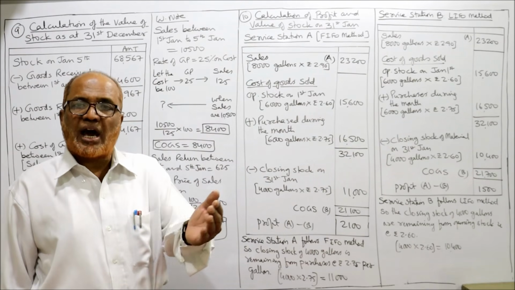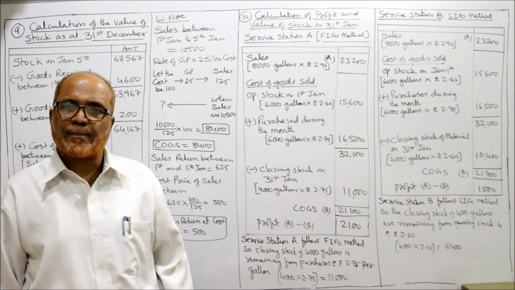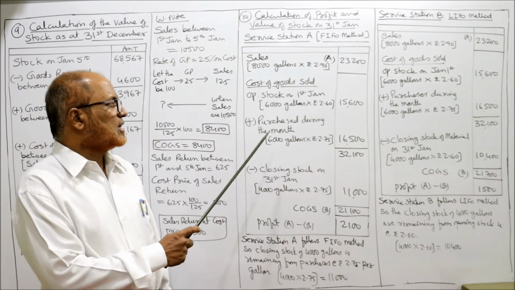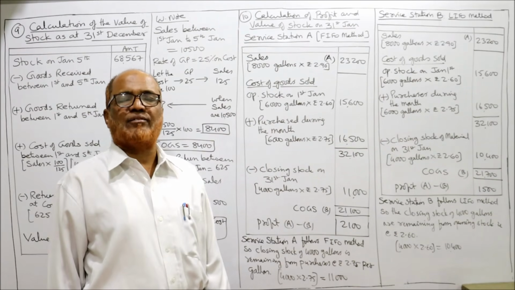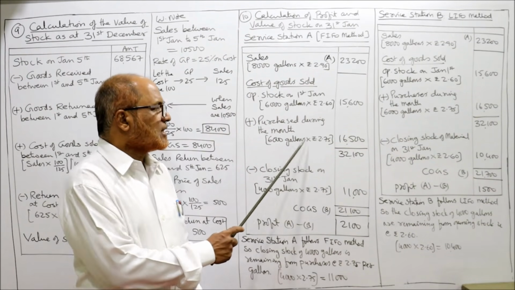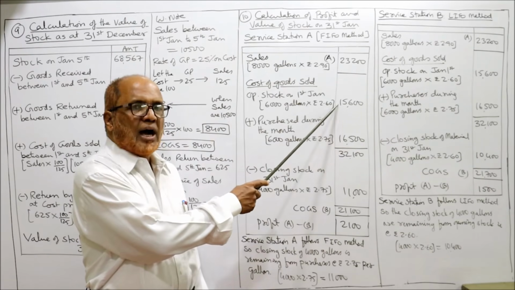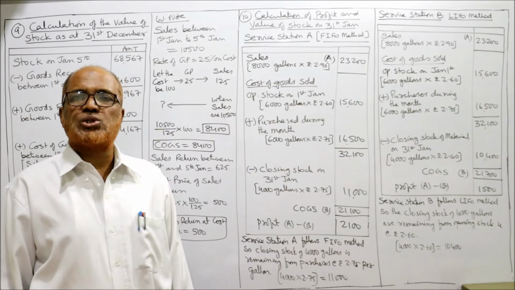Both the service stations have received additional supplies, means purchases. So both the service stations received purchases during the month, 6,000 gallons at rupees 2.75 each. So multiply 6,000 by 2.75, 16,500. So opening stock add purchases, दोनों को add कर लो, minus closing stock.